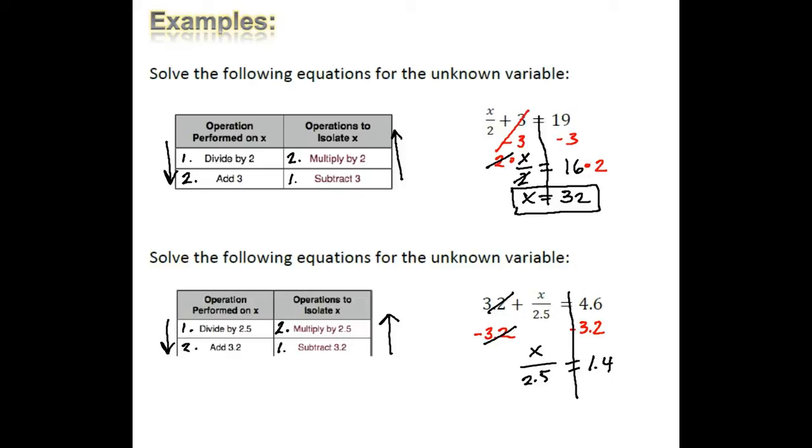So we're going to multiply by 2.5 and multiply this by 2.5. These are going to cancel. And we have x equal to 1.4 times 2.5. You can do this in the calculator, and you're going to get a value of 3.5.